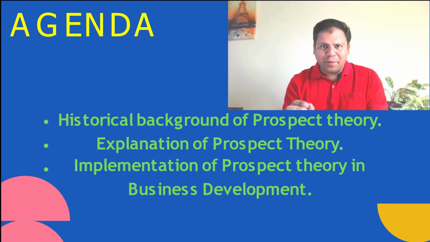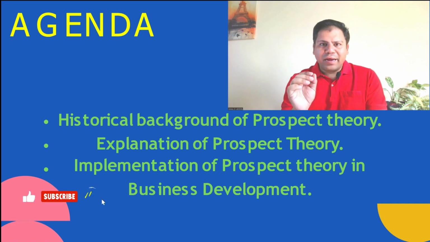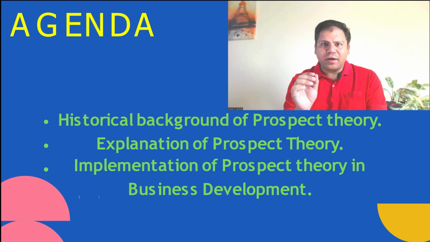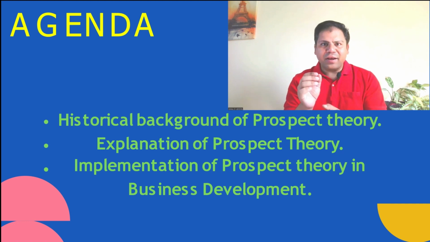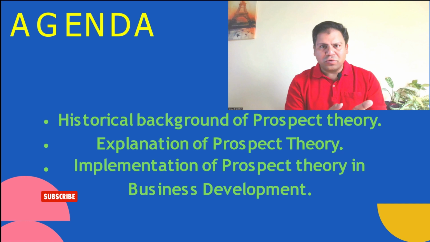Now, the historical background of prospect theory. It came from Daniel Kahneman and Tversky in 1979. Kahneman won the Nobel Prize in 2002. Because of them, we got this theory. And this theory is very useful for people who like to explore, who like to experiment. Because of this theory, many organizations have benefited.